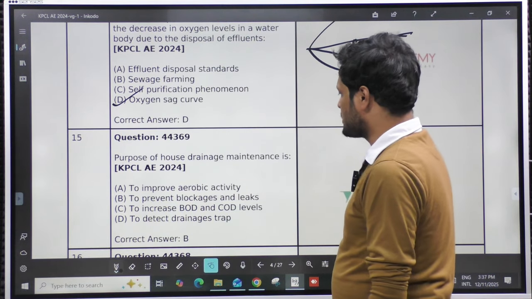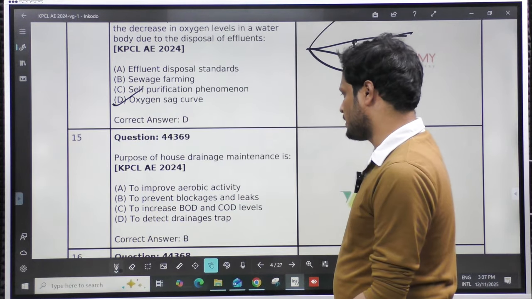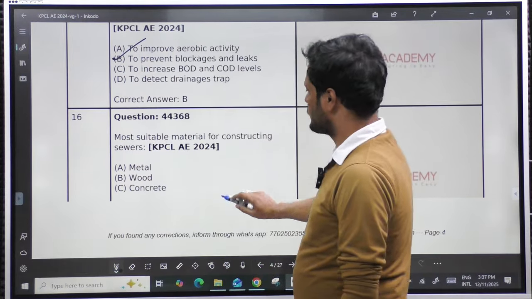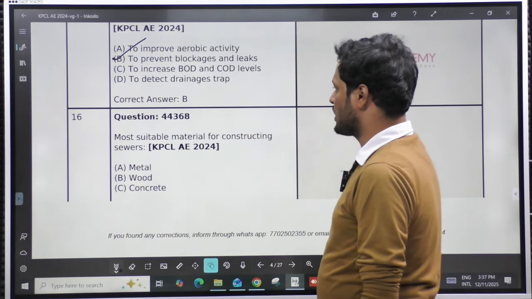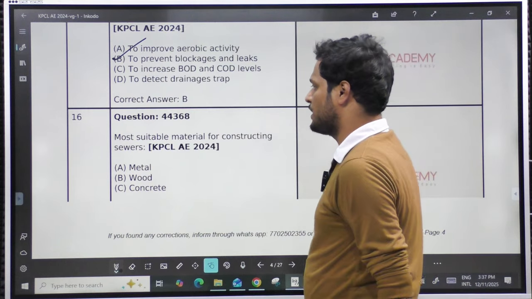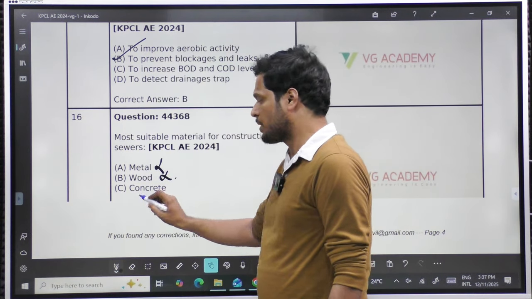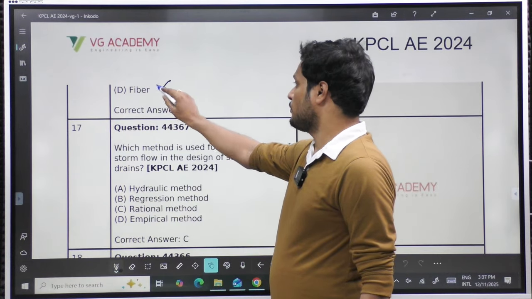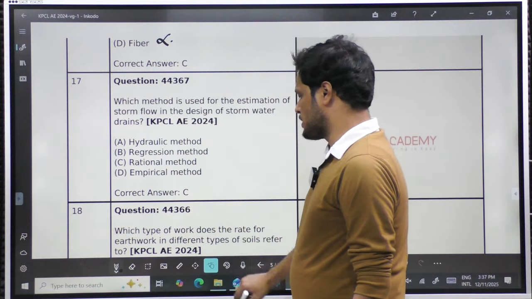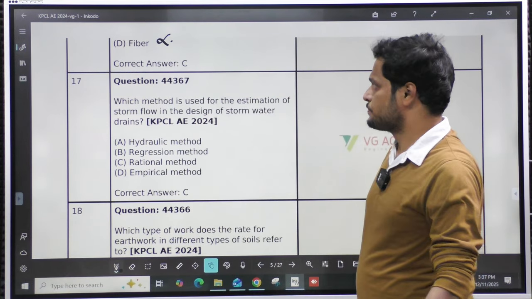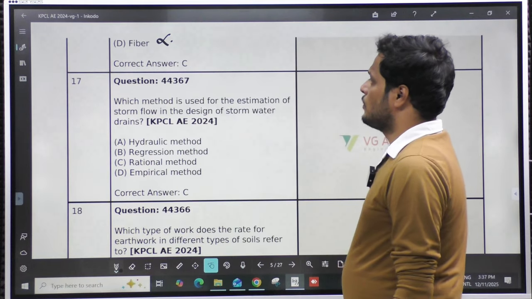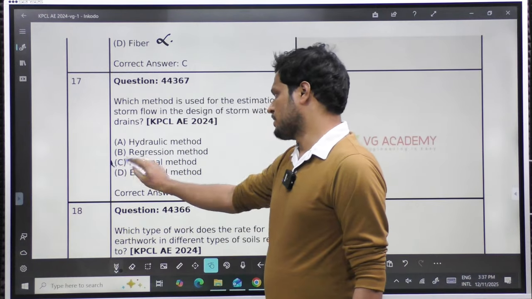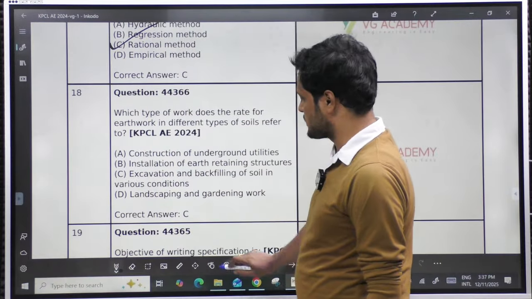The purpose of house drainage maintenance: regularly we have to maintain the drainage to prevent blockages and leaks. Most suitable material for constructing sewers: sewers give an acid environment, so metals and wood are not suitable, but concrete we can definitely use. Fibre concrete is also generally used for sewers. Which method is used for the estimation of stormwater? The rational method, Q equals KIA by 36.